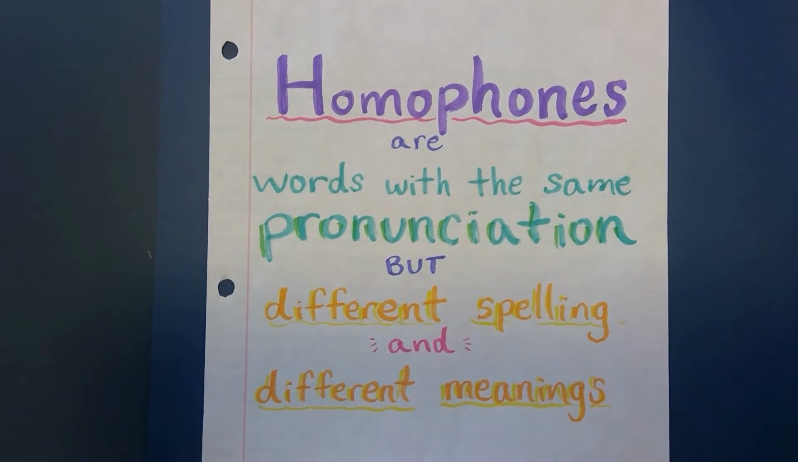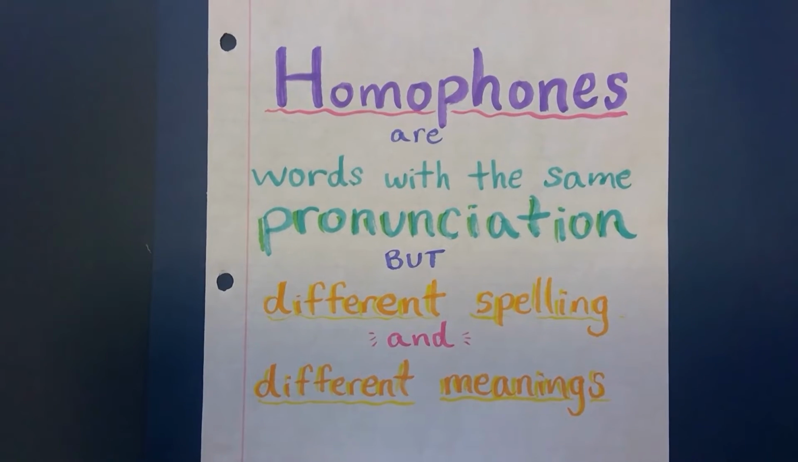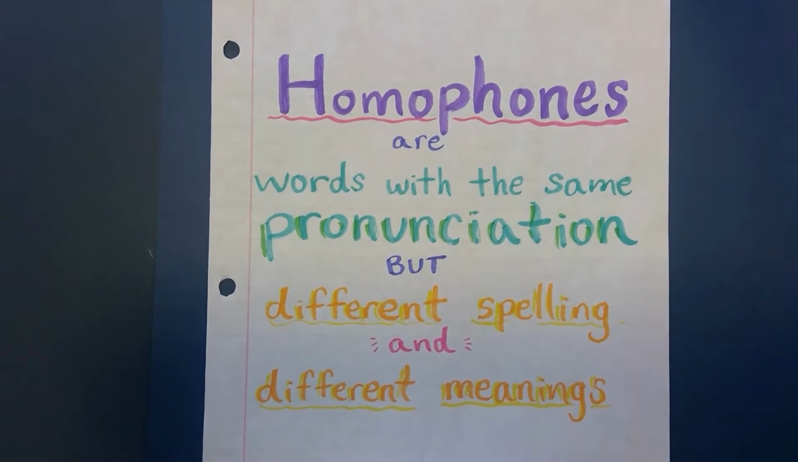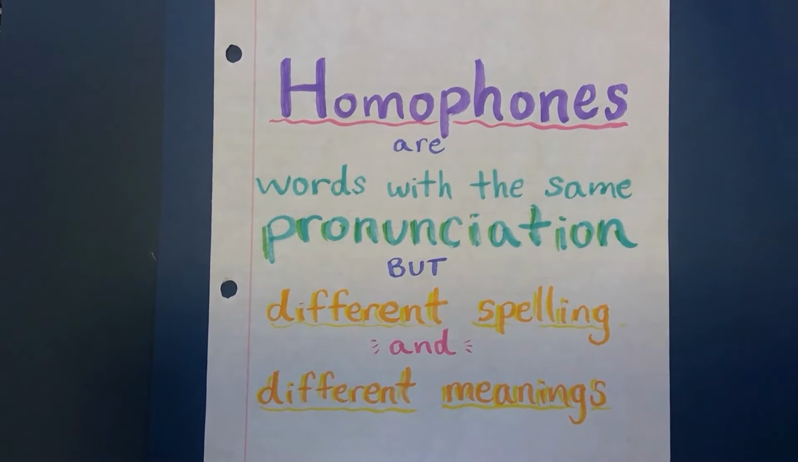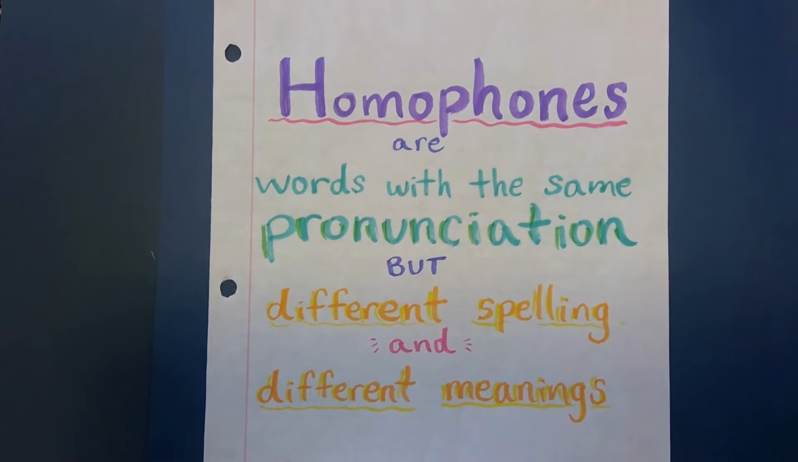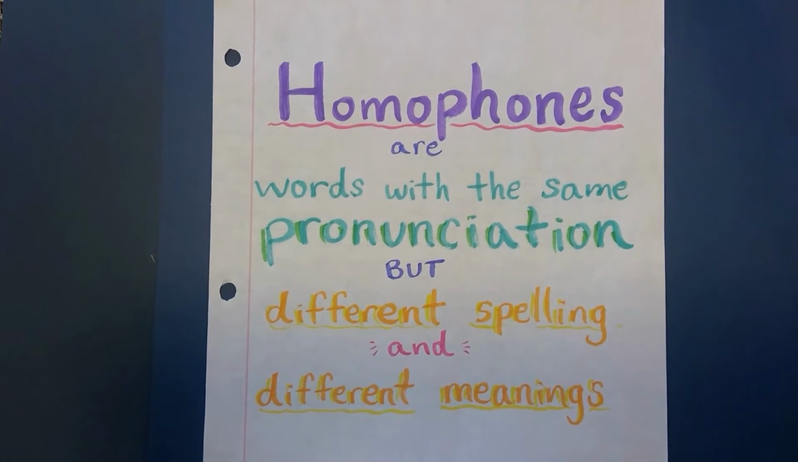When given a choice between two words, like let's say we're trying to choose between 8 and ate, you can tell the difference by looking at the spelling and by looking at the meaning or reading the context of the sentence and seeing which one makes sense.